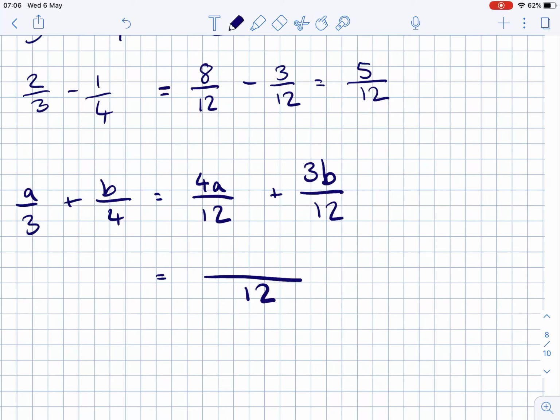So we've got 4a add 3b, and at this stage we think, well, can we collect any of the terms? And in this particular example we can't, because we've got a's and b's. It's like having apples and pears. We can't combine those terms. Okay, let's have a look at my next example. So this would be my final answer.